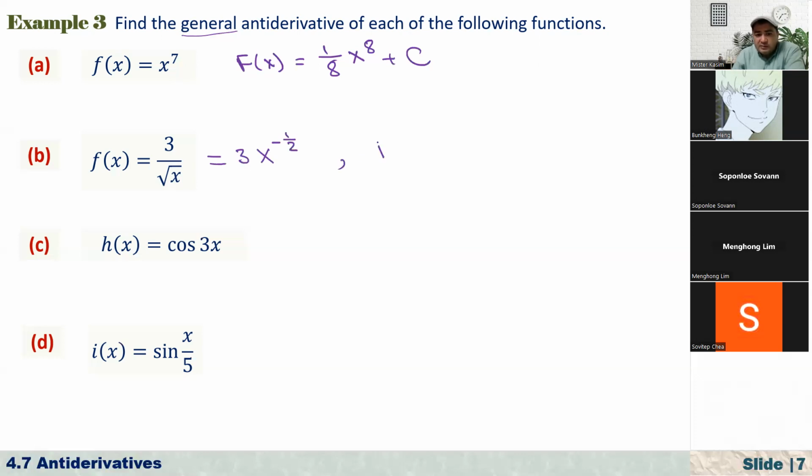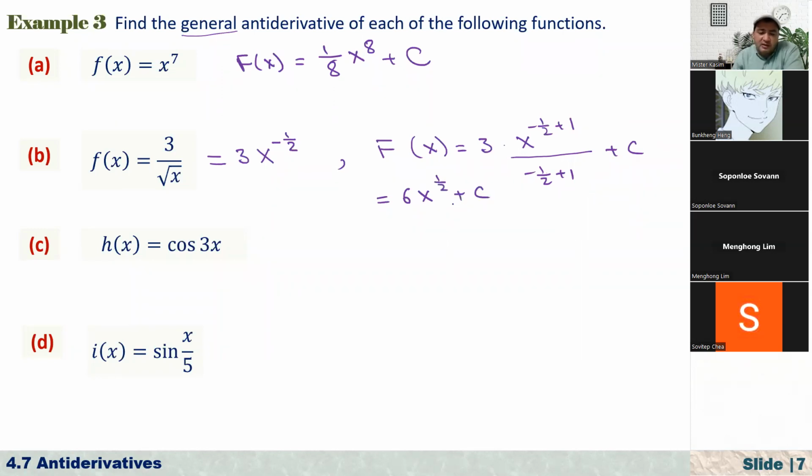Then what is the general antiderivative F of x? When I differentiate this, we subtract 1, so that's why I have to add 1 here. So that's equal to 3 times x to the power of minus 1 over 2. So it should be plus 1. When it comes to the front, it must cancel out with this expression. And plus c. Now if you simplify this, it will be minus 1 over 2, 1 over 2. So that is 6x to the power of 1 over 2 plus c.